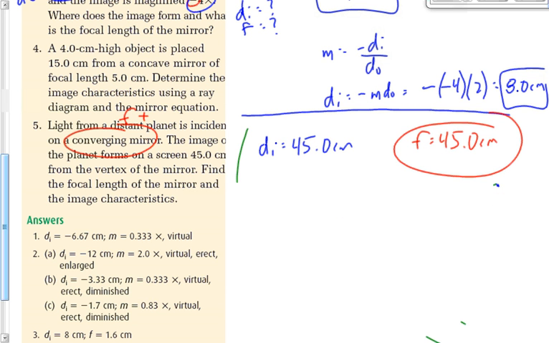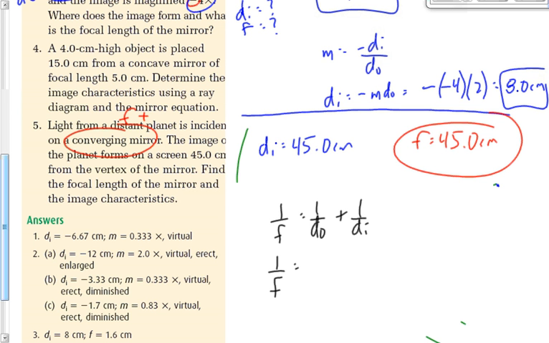Let's take a look at our equation. 1 over F is equal to 1 over DO plus 1 over DI. We don't know what F is, so pretend we don't know what F is yet. We're solving for that. What's 1 over DO? If we're talking about the planet that's really, really far off, then we're talking about a really, really big DO. How big is it? I don't know, but it's really big.